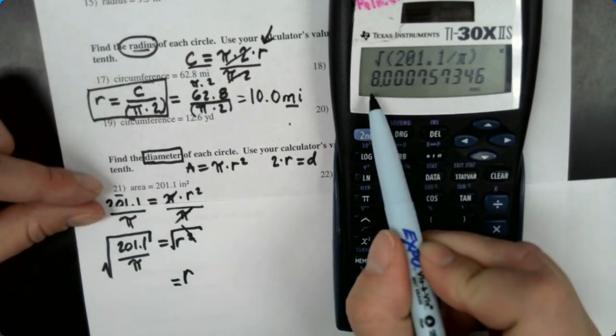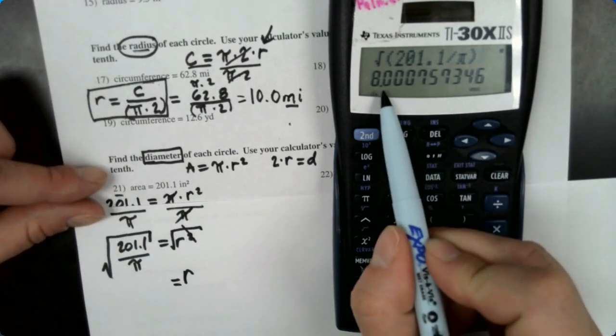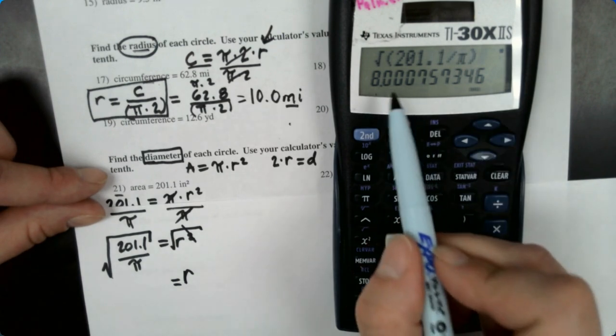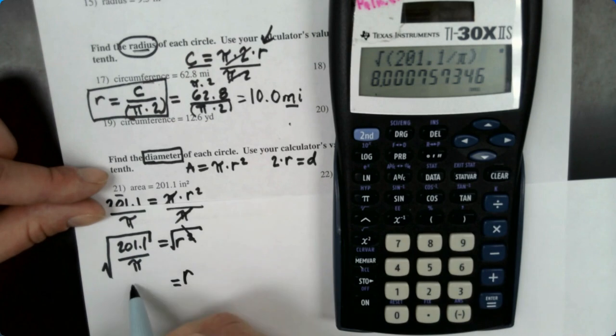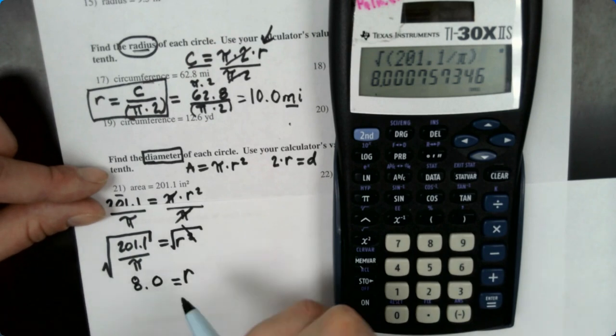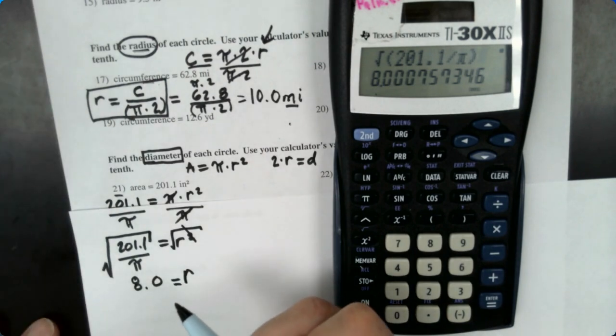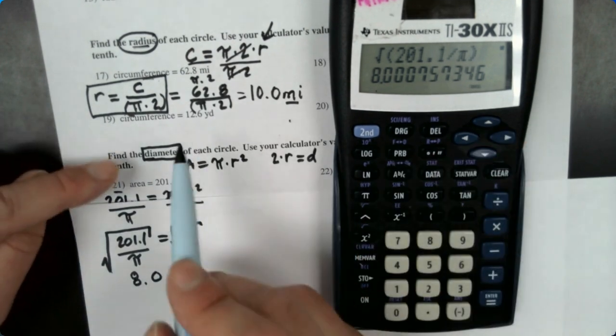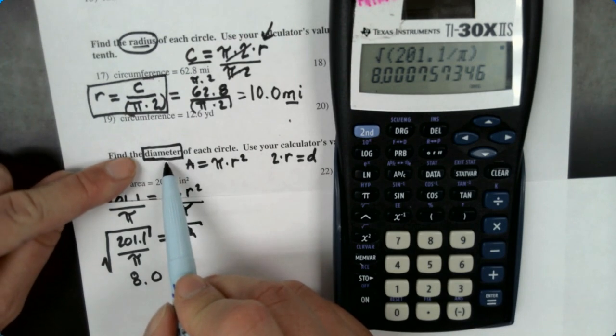All right, and then we're going to round to the 10th. Look, there's no number on the second, so this will just be nice. This will be, the radius is 8.0. Okay, but what did it ask us for? Let's go back to the question. It says, find the diameter.